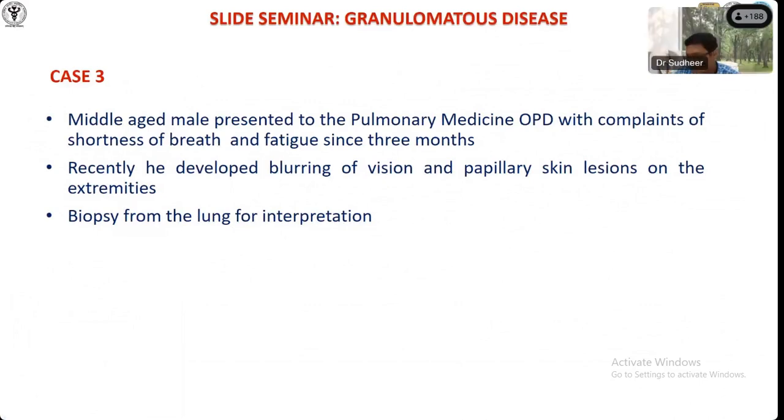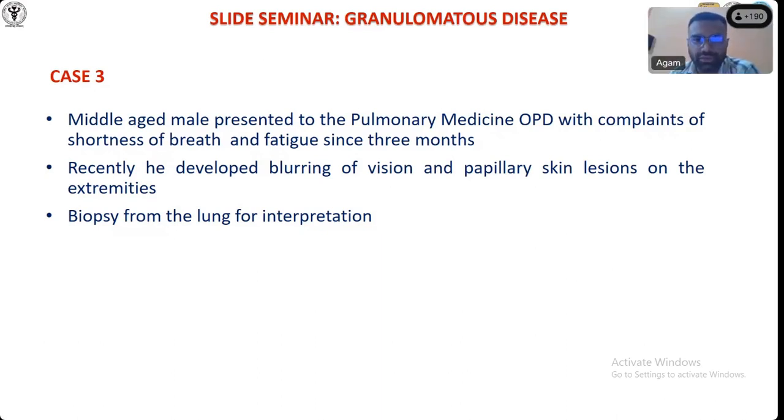Agam. Yes, sir. Sir, a middle-aged male presented to the pulmonary medicine OPD with complaints of shortness of breath and fatigue since 3 months. Recently, he developed blurring of vision and papular skin lesions on the extremities. Biopsy from lung for interpretation. Agam, I will not go to the next slide. By looking at the history, what do you think? Sir, it looks like an autoimmune disease involving multiple systems.